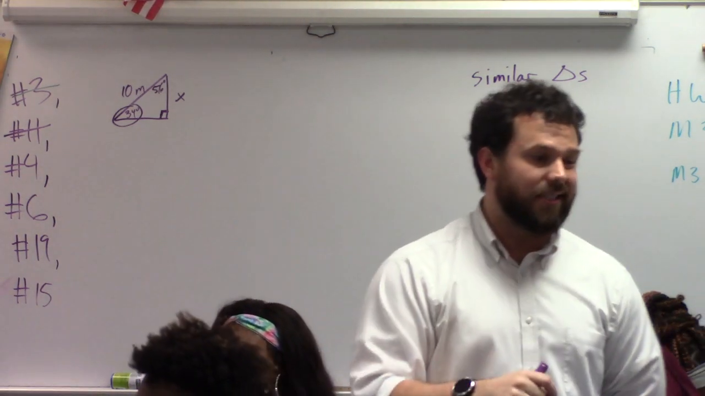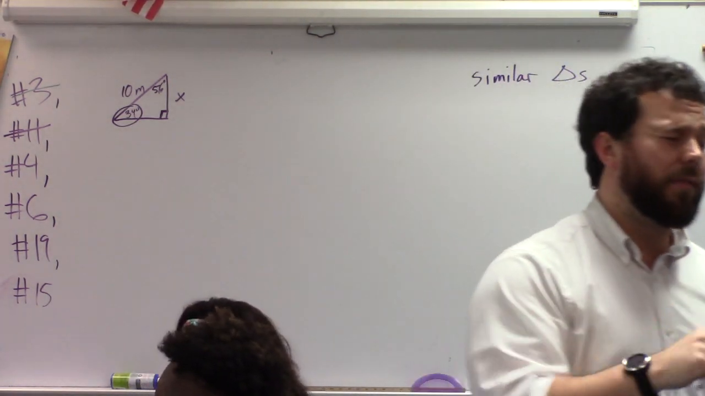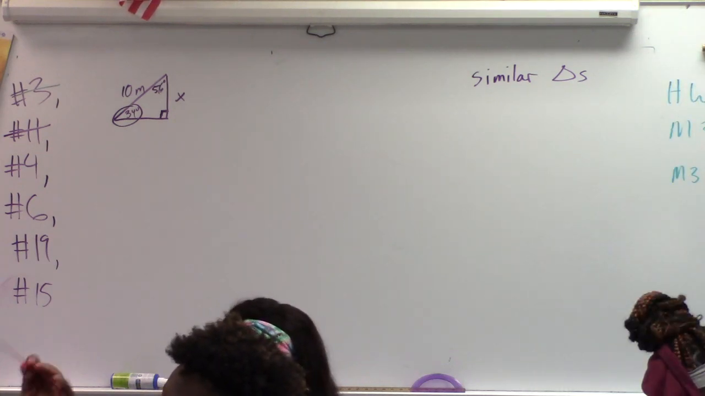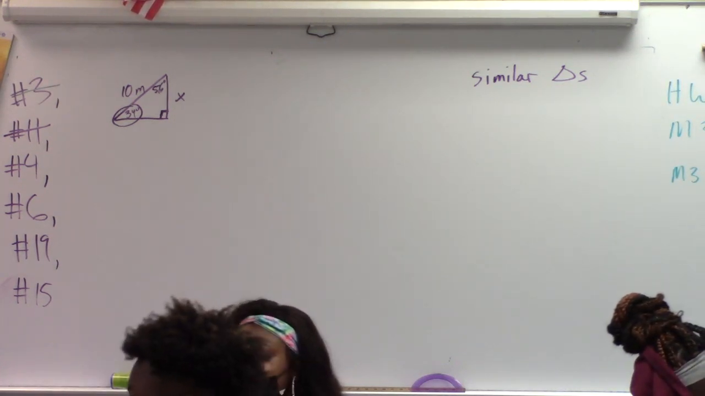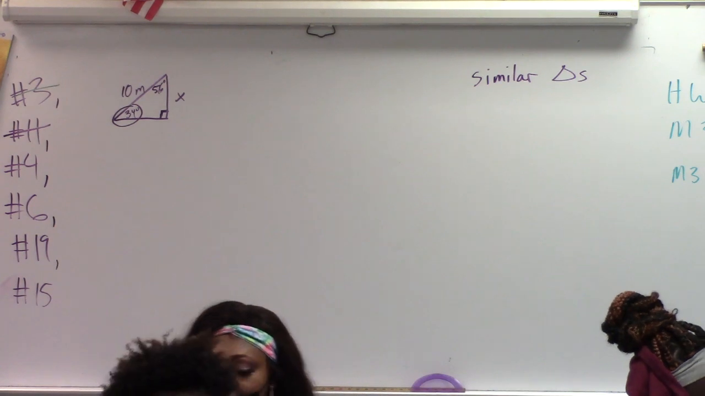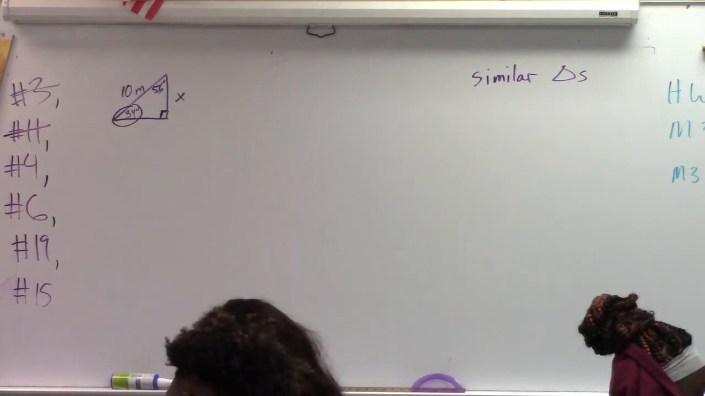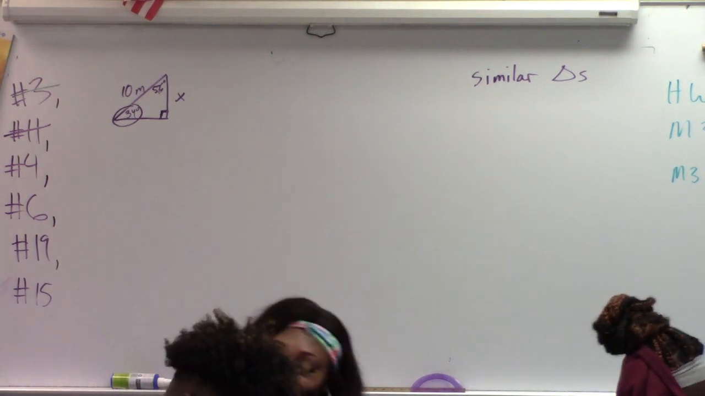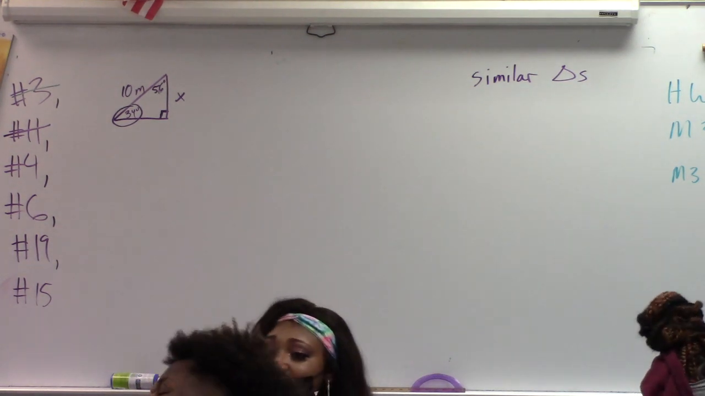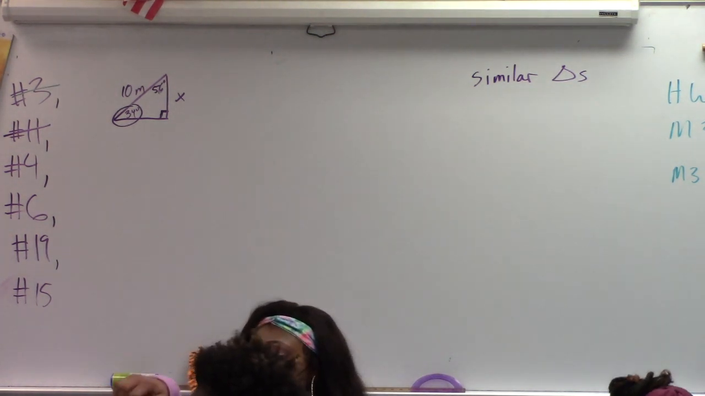I'm going to give you 60 seconds. Actually, let's go 45 seconds to think silently on your own, and then I'm going to give you a chance to talk with your group. Which trig ratio should we use based on what information is given in number 1? Should we be using sine, cosine, or tangent? 45 seconds to think on your own.